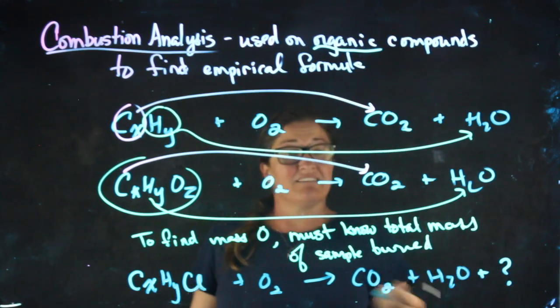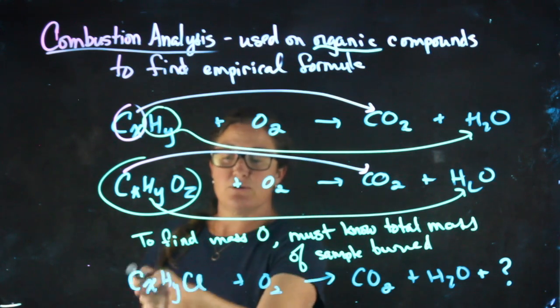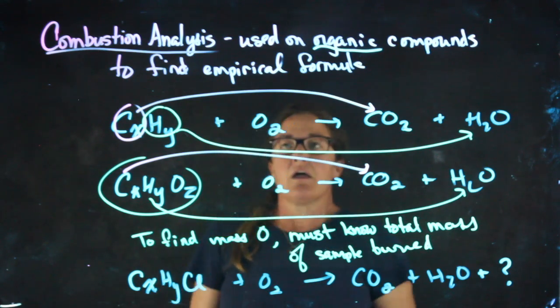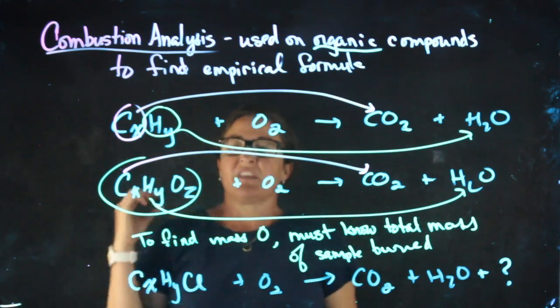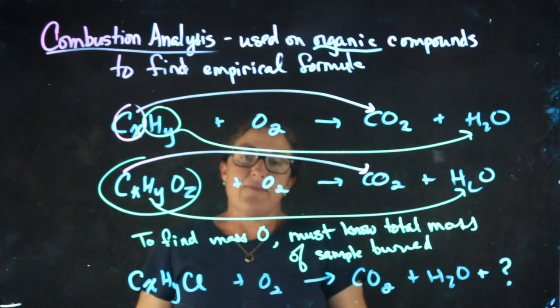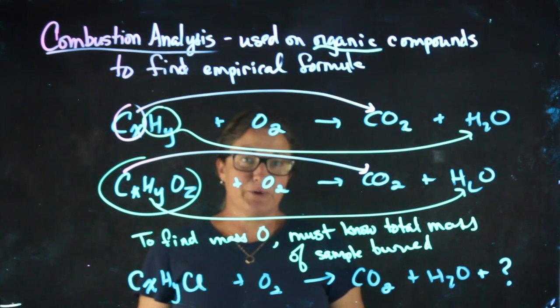And you won't necessarily need to know what that something else is in order to solve the problem, because if you know the total grams of this and the C and H, you can find Cl. We're going to take a look at a practice problem where I'm going to use the mass of carbon dioxide produced and the mass of water produced in order to figure out the empirical formula of the unknown.